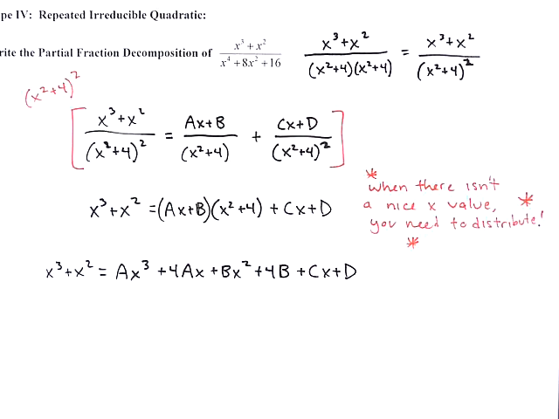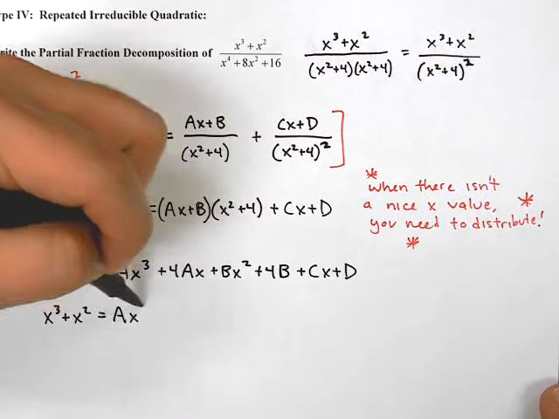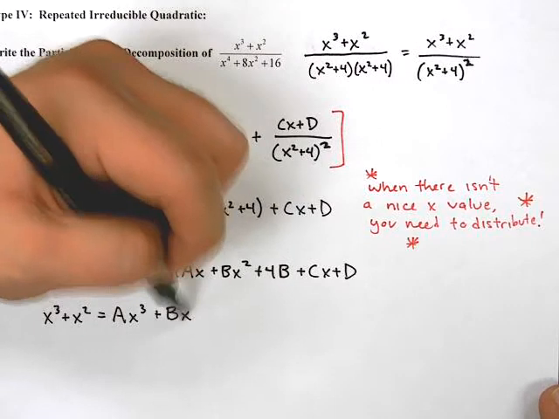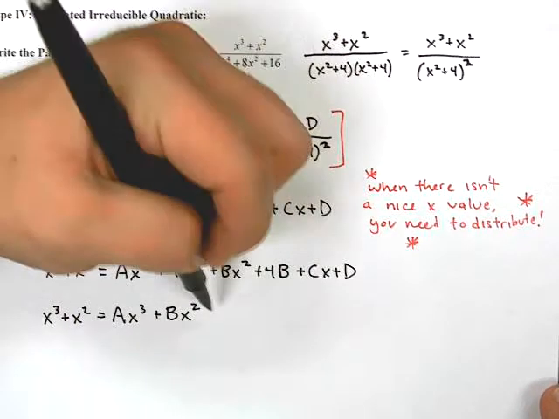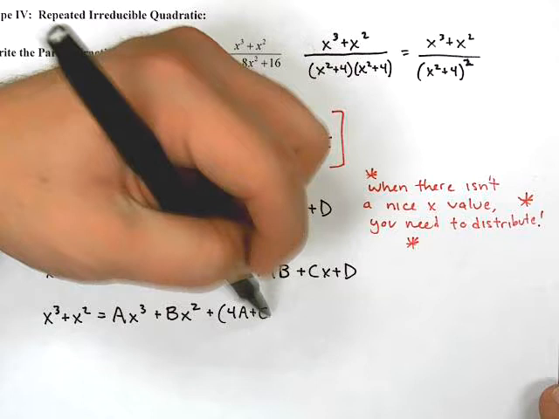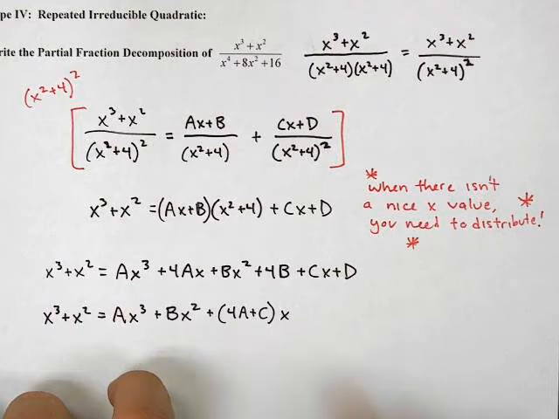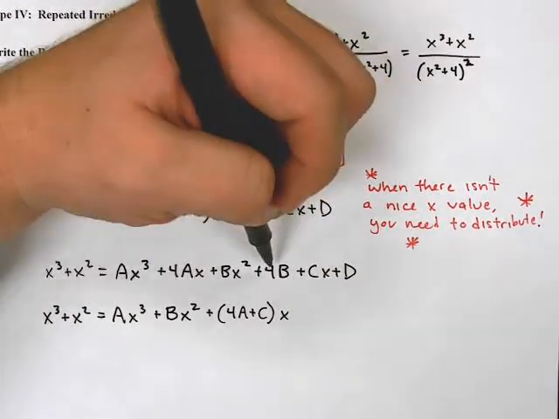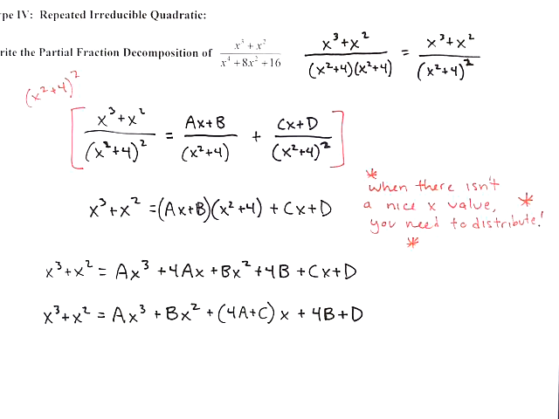Now here's what we're going to have to do here. We need to kind of reorder this, write this in descending order. All right, if we write this in descending order, it's going to change. It's going to look like this. X cubed plus x squared equals ax cubed plus bx squared. And then I have two places with x's. So I have a 4ax and a cx. So I'm actually going to combine that. 4a plus c times x, right? 4ax plus cx means I can combine to make 4a plus c. And then lastly, I have plus 4b plus d. All right.